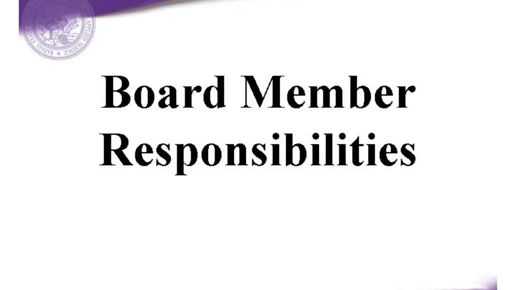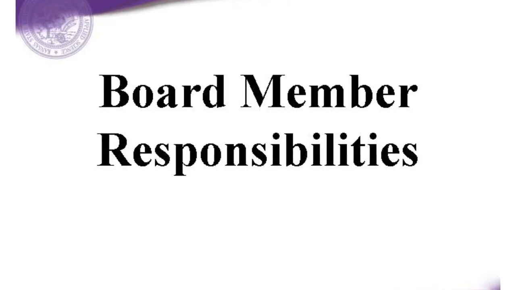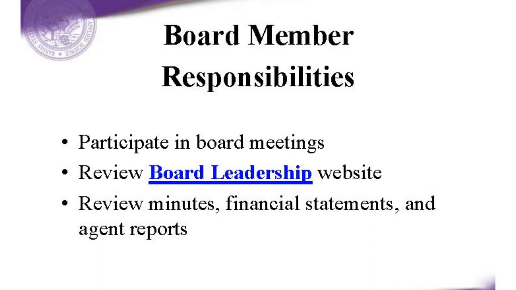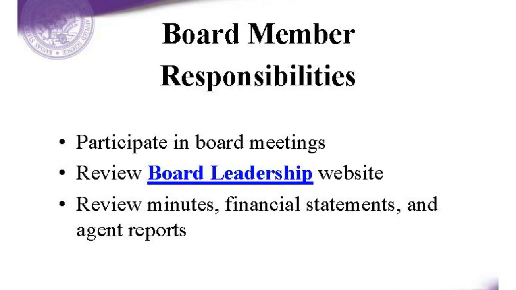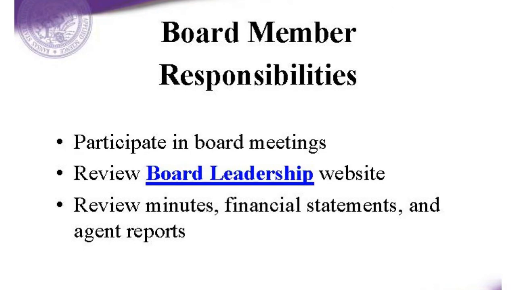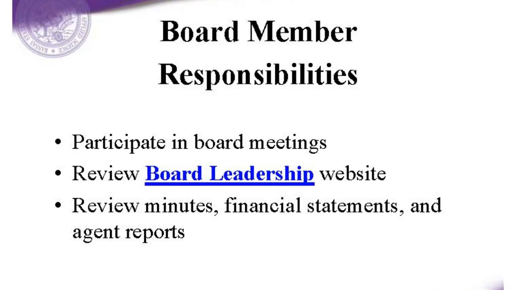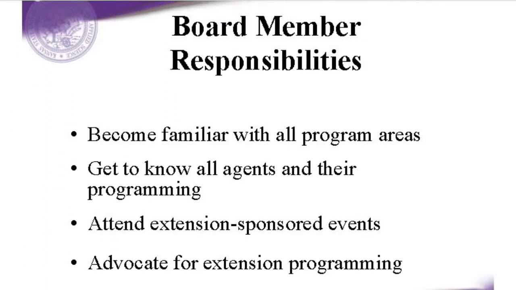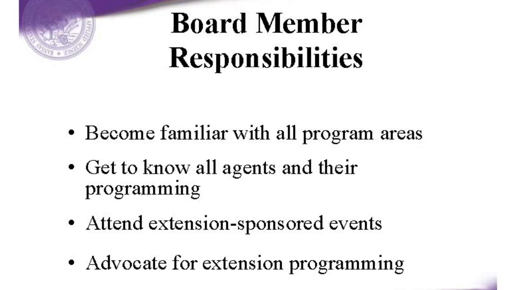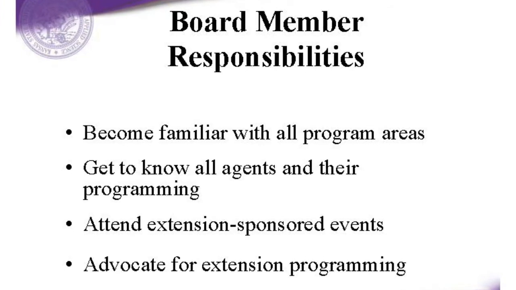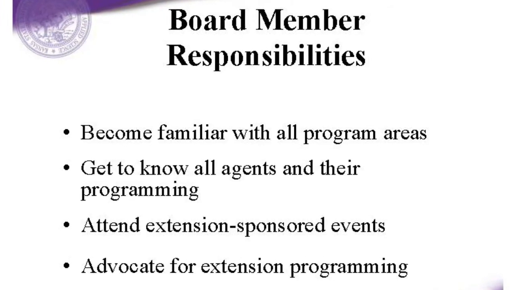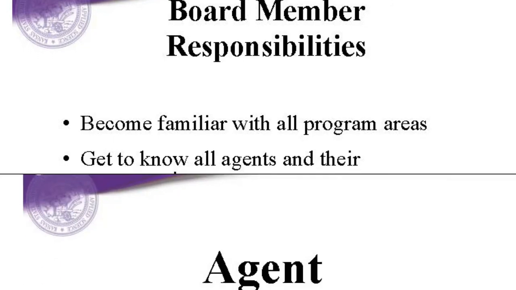The local extension board member responsibilities are outlined in the following slides. Effective board members will participate in board meetings. They will review the board leadership website for resources to broaden their understanding of their role. Each month before the meeting, they will review the minutes, financial statements, and agent reports. Effective board members will become familiar with all programming areas: Agriculture and Natural Resources, Family and Consumer Sciences, Community Development, and 4-H Youth Development. They will get to know the agents and their programming, attend extension-sponsored events, and advocate in the community for the local extension program.